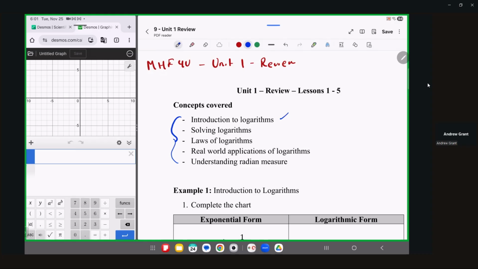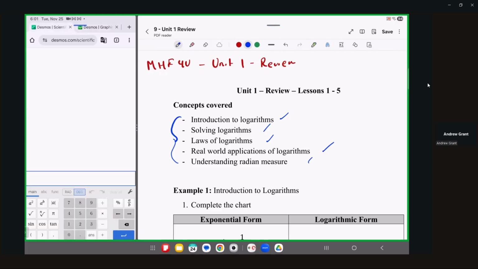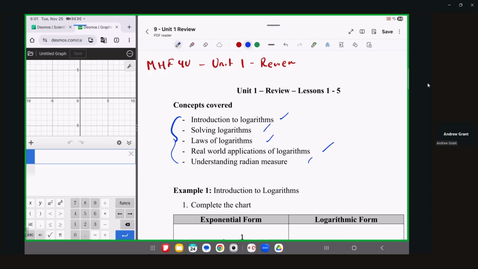The introduction to logarithms, solving logarithms, the laws of logarithms, real world applications of logarithms, and a small section on understanding radian measure. For the calculators today, I've got the Desmos scientific calculator as well as the Desmos graphing calculator. Both of these will be beneficial.